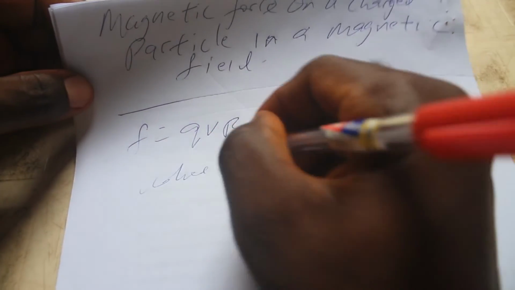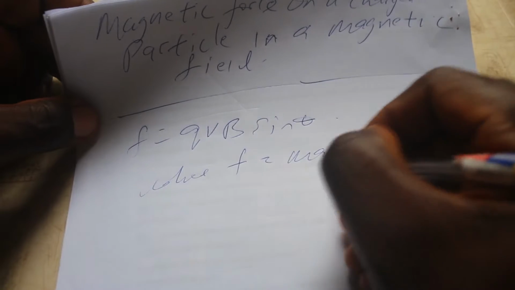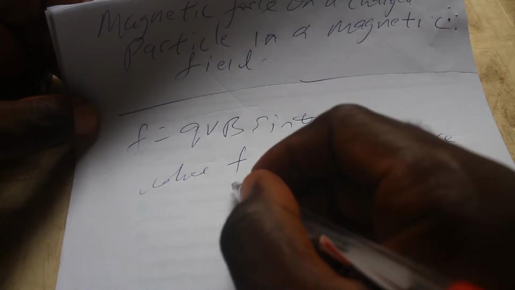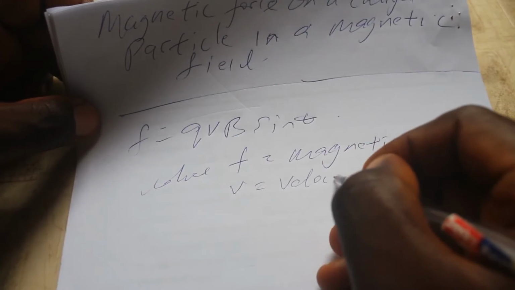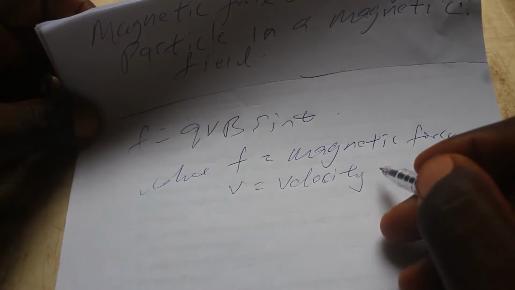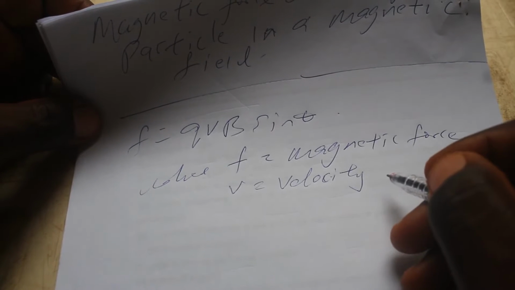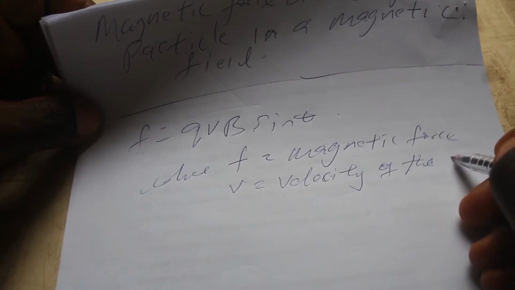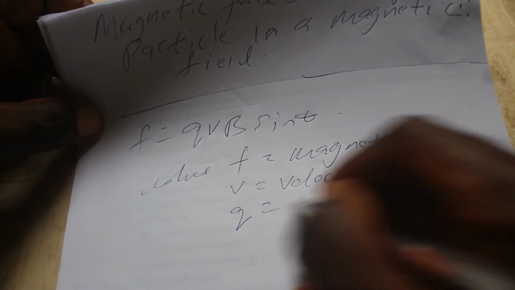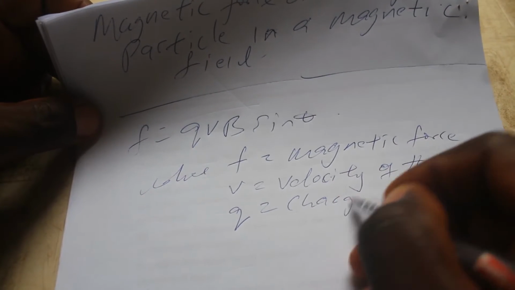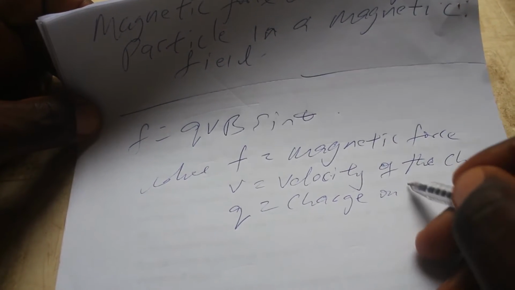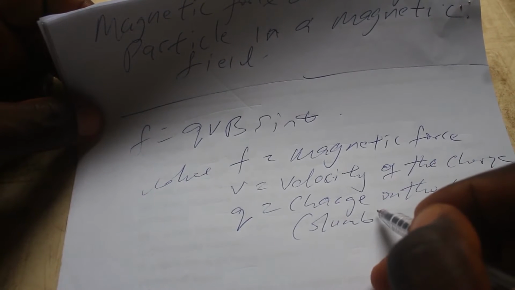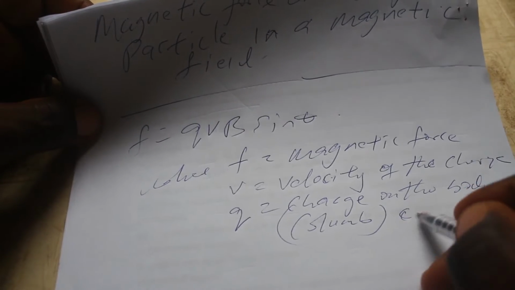Where F is the magnetic force on the charged particle, V is the velocity with which the particle is moving in the magnetic field. We have Q, the charge on the body, and of course it's measured in coulomb, which is C for short.